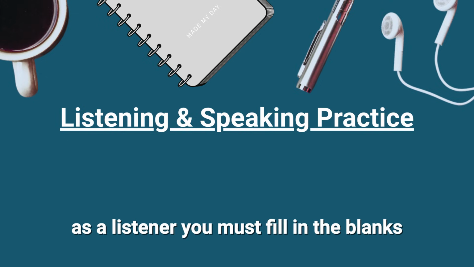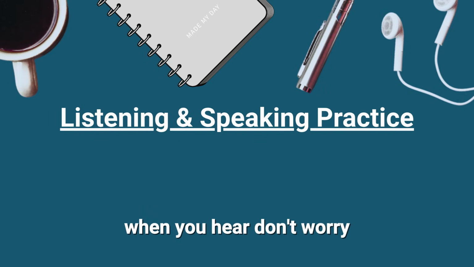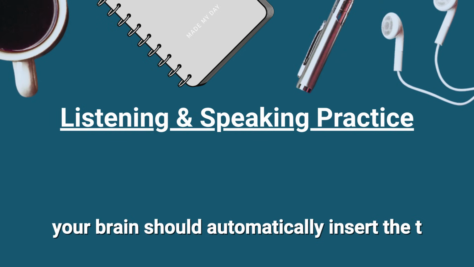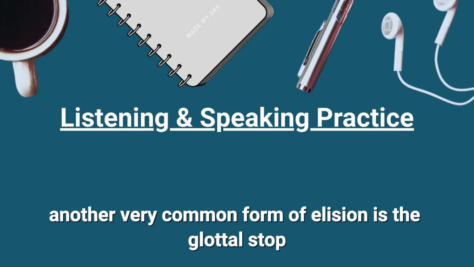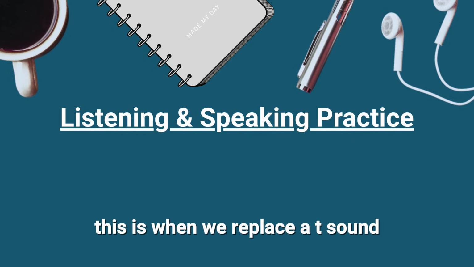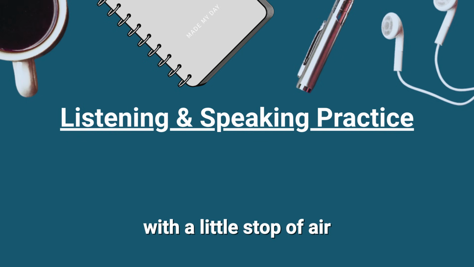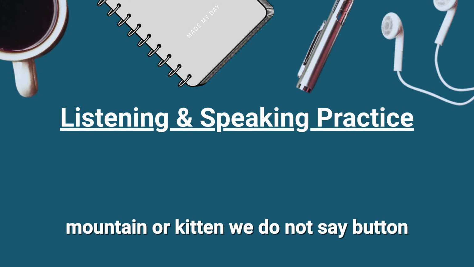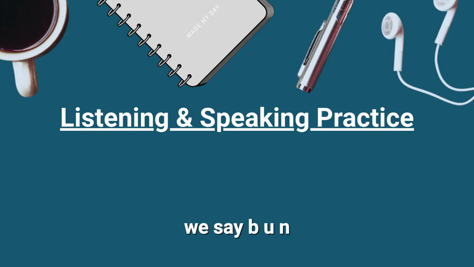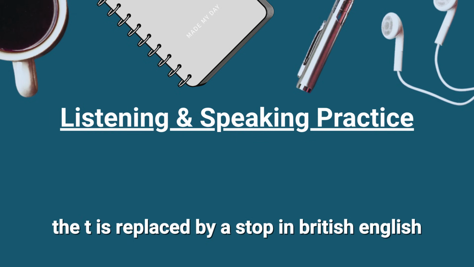As a listener, you must fill in the blanks. When you hear Don worry, your brain should automatically insert the T. You know the grammar, so you know the word is don't. Another very common form of elision is the glottal stop. This is when we replace a T sound with a little stop of air, like a tiny cough. We do this with words like button, mountain, or kitten. We do not say but-ton, we say buen. The T is replaced by a stop.